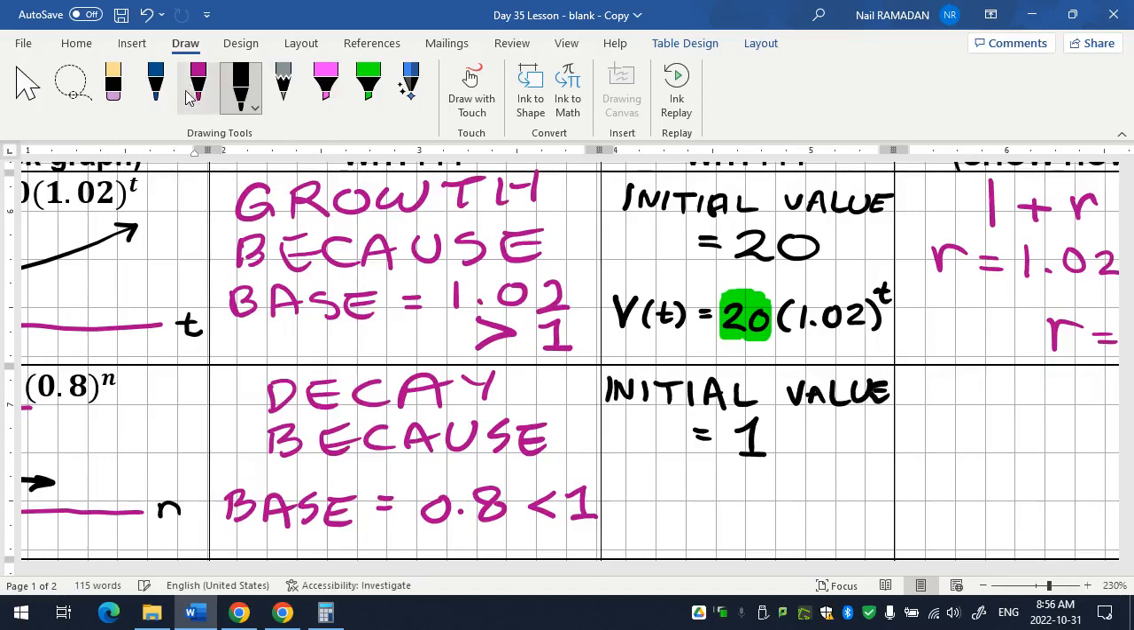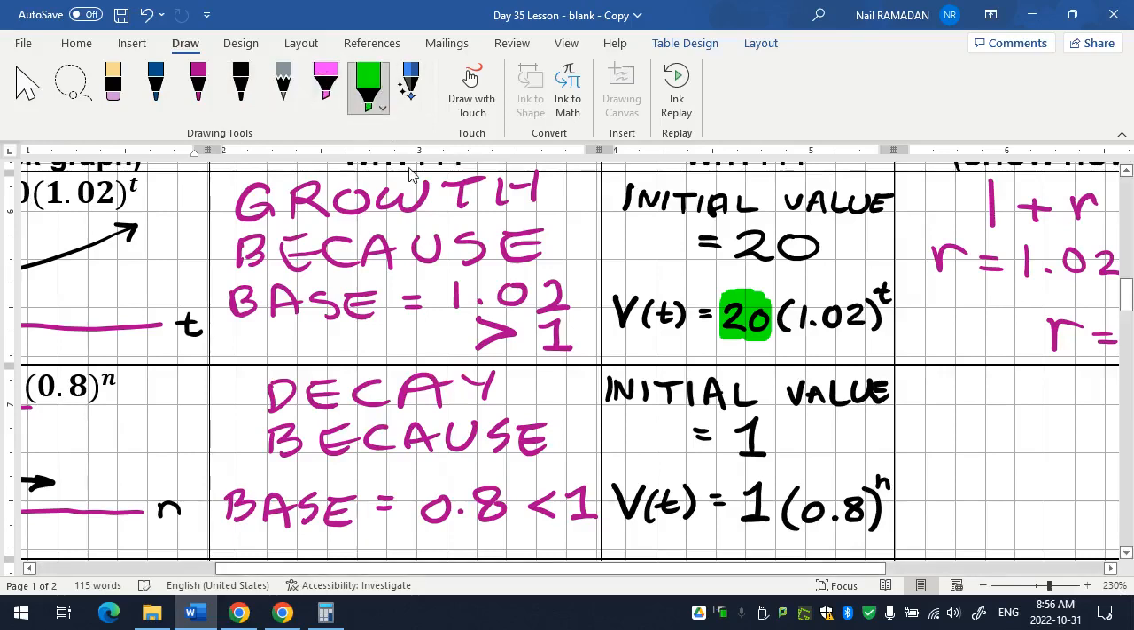I'm just going to write the function, but I'm going to highlight the visible one now. 1(0.8)^n. And we highlight the... Oh, my body. Sorry. Yes, you're right. It's a T and an N. Thank you. T and N. Nice.